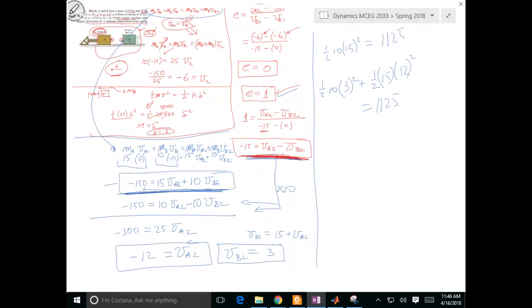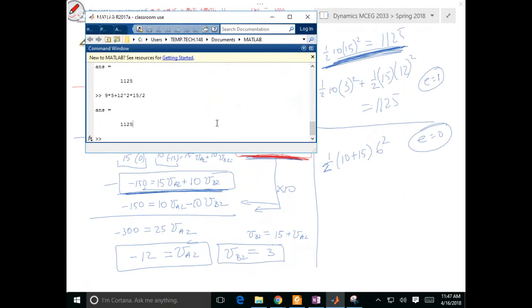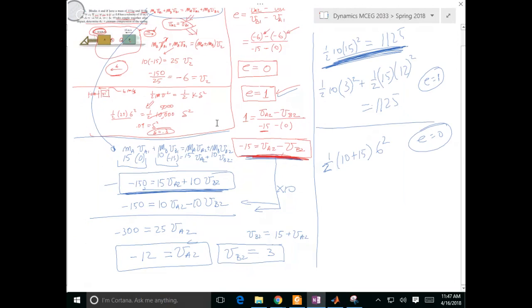That's not the case with the other one. Let's look at the other one real quick. That's my initial kinetic energy. This one's for E equal to 1. For E equal to 0, they're stuck together. So that means you have 1/2 times 10 plus 15, and the final velocity there was 6. So what is that? 36 times 25 divided by 2, or 450. So the energy there was equal to 450. It lost 1125 minus 450.